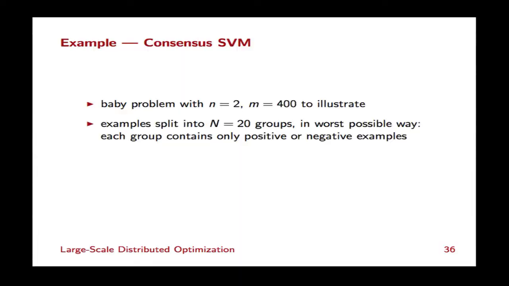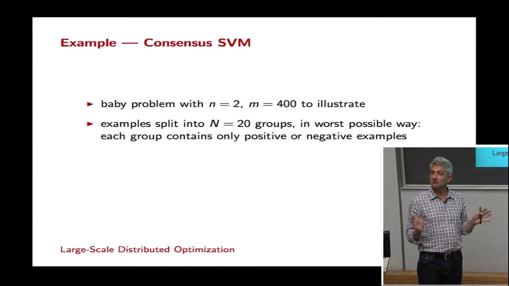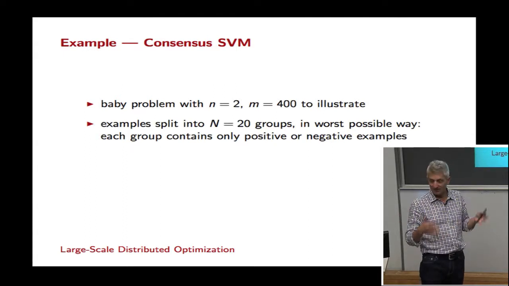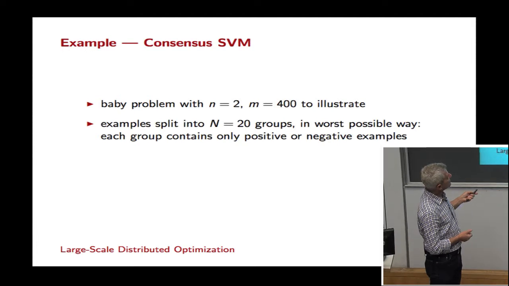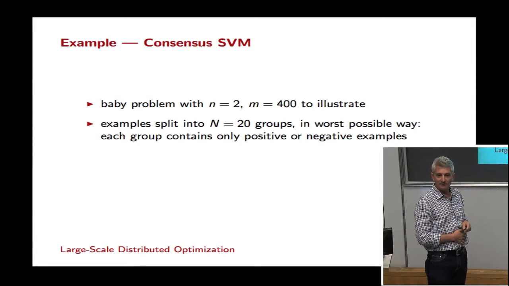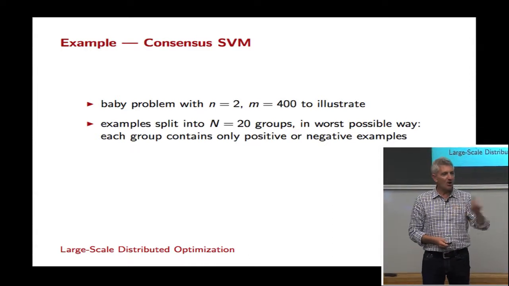So, okay. Let's look at an example. It's a super baby problem. It's just this: 2 features and 400 examples. By the way, you can solve a problem like that in about 60 microseconds. That's how long it takes to classify those things. But we'll split these 400 examples into 20 groups, but we'll do it in an evil way, which is every group of 20 is either going to be all positive or all negative.